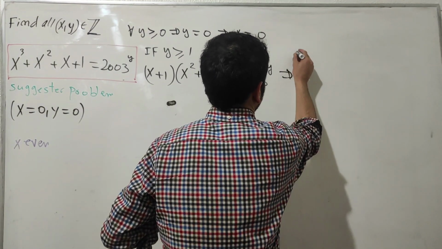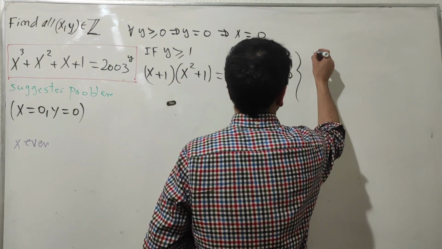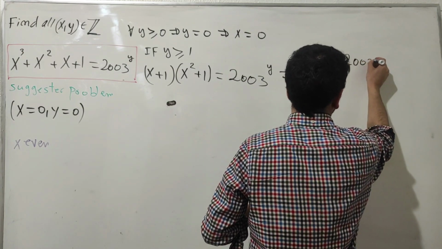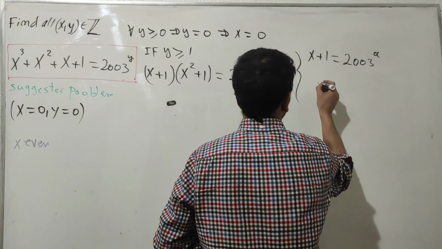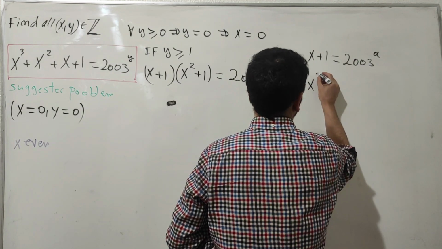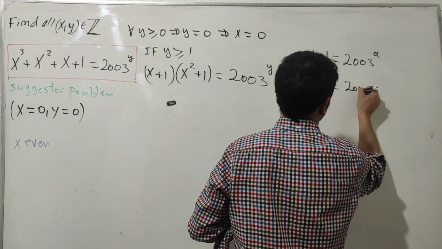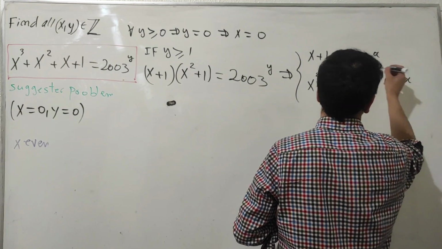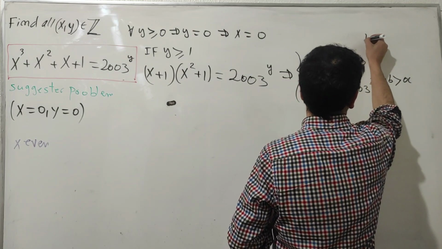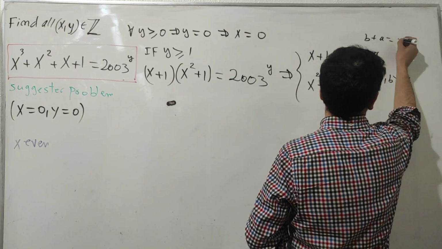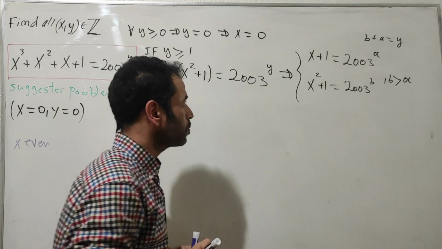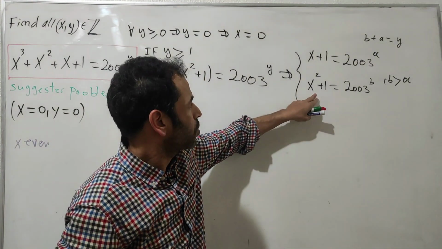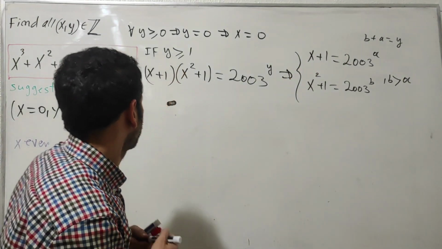If x is even, which means this one is odd, and this one is odd, I will have a nice equation system here. So I get x plus 1 is going to be written as 2003 to the a. The other one, x squared plus 1, equals 2003 to the b, where b is strictly greater than a. Also b plus a equals y. Now the best way to solve this is to take the difference between this equation and this equation.